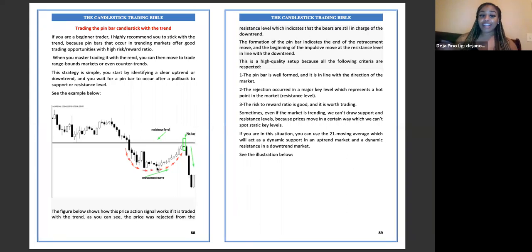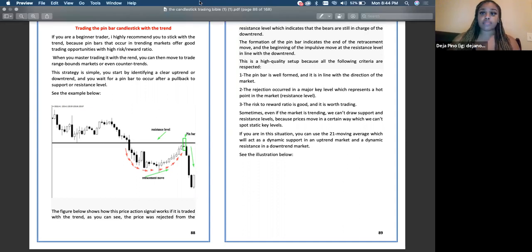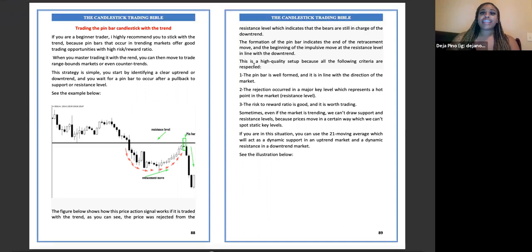Y'all heard that? Did y'all write that down? The pin bar indicates the end of the retracement move and the beginning of the impulse move at the resistance level in line with the downtrend. I would put 1,000 stars by that, because that is some sauce right there. That is some sauce.